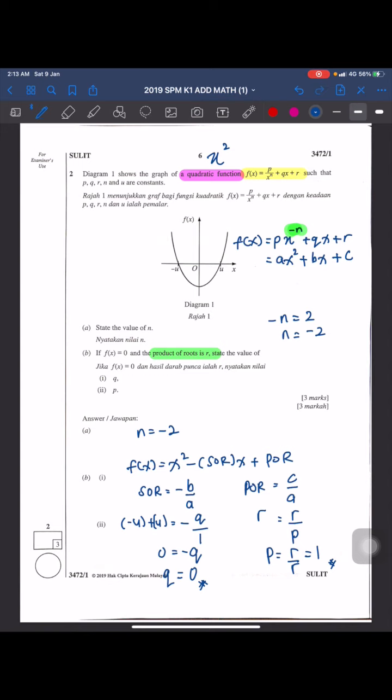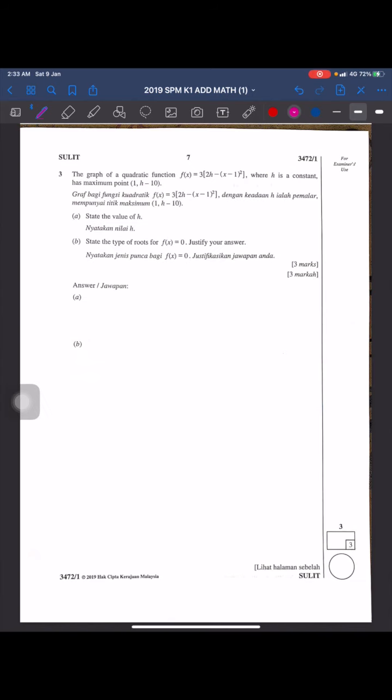Okay, so saya rasa itu saja untuk question number 2. Okay, so question number 3. The graph of a quadratic function f(x) = ... where h is a constant has maximum point (1, h minus 10). A, state the value of h.